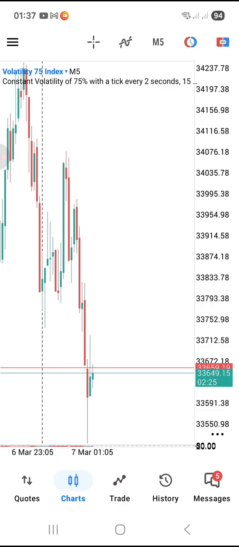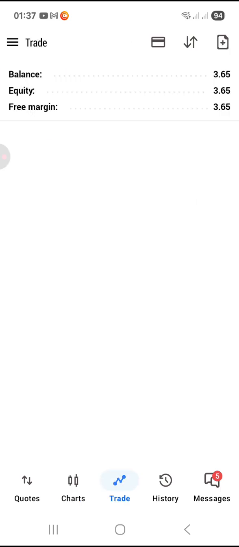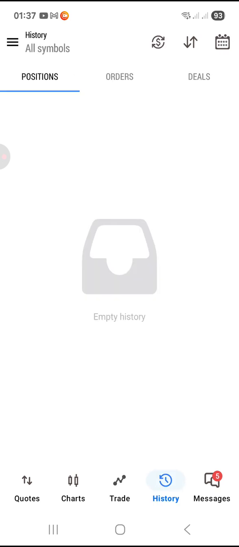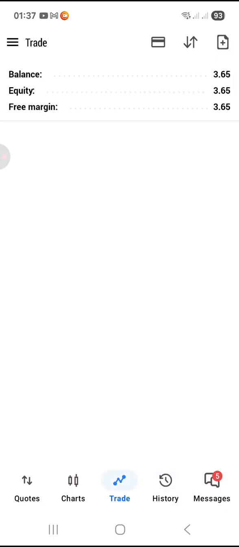So remember our project from $5 to 5K. This is our balance for tonight. We have $3.65. This is our history. We're yet to take any trade today. So we are starting with $3.6.